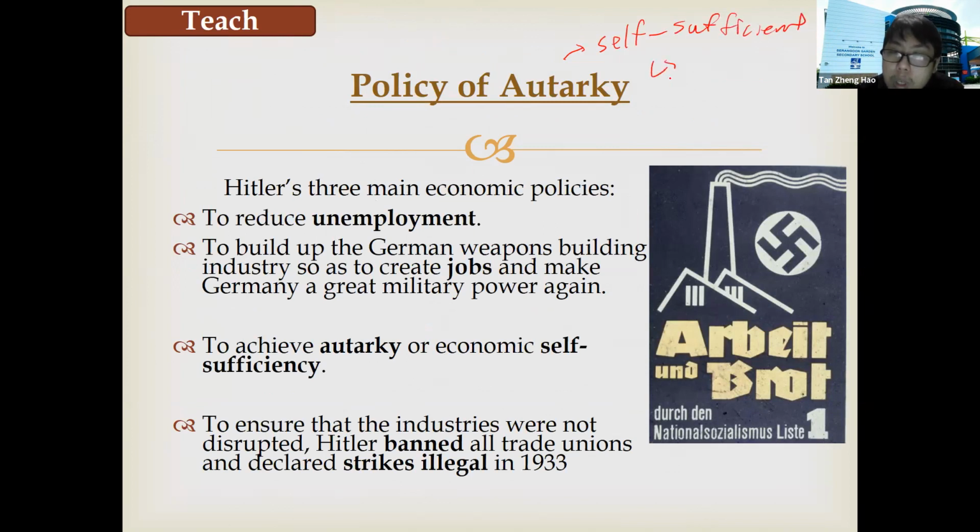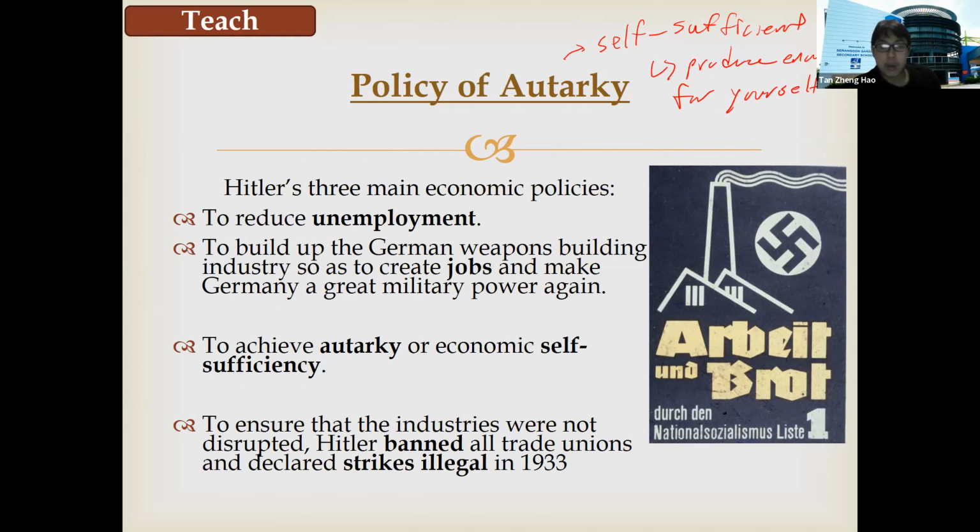It means you produce enough for yourself. So you do not want to rely on any country for your economy. So for example, if you need certain food, you go and produce it yourself. We don't rely on trade with other countries. Okay, so Hitler wants to have three main policies.